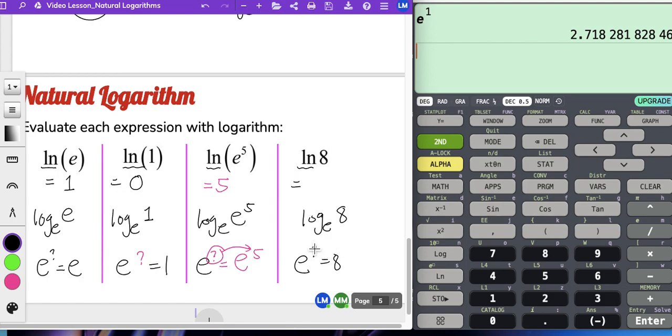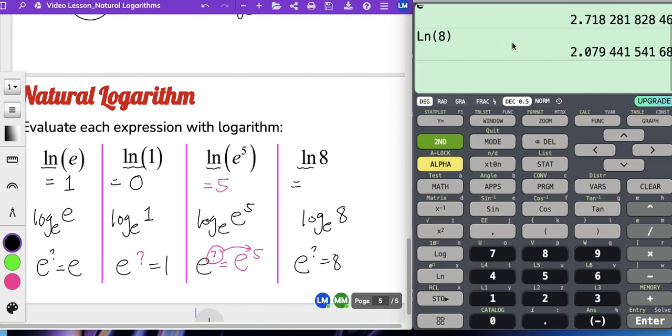Of course, there are certain cases we cannot use mental math to figure out. So for this one, we use a calculator. Since this is ln 8, we just click ln, and then put 8, close parenthesis, enter. Let's say I'm going to round this to the nearest tenth. So this one can be 2.1. If I round it to the nearest hundredth, then it can be 2.08.